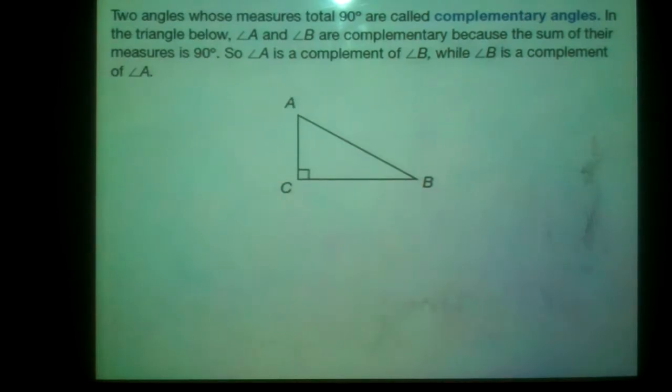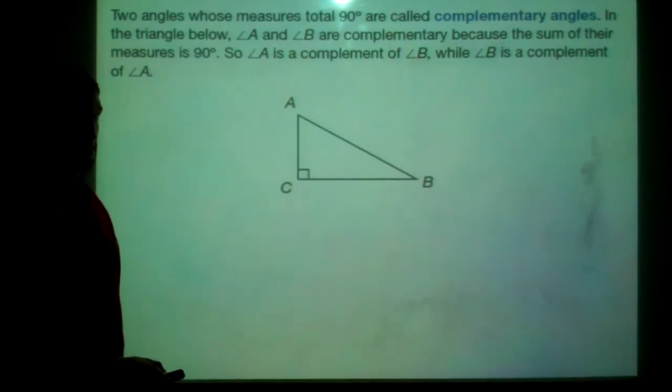Alright. Now, 2 angles whose measures total 90 degrees are called complementary angles. So supplementary is when they add up to 180. Complementary is when they add up to 90 degrees. In the triangle below, angle A and angle B are complementary because the sum of their measures is 90. Okay? So we know that that has to be true.